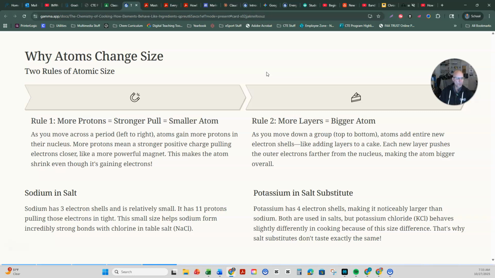Then you got sodium and salt. Sorry, over with rule number 1. The example is sodium and salt. Sodium has 3 electron shells and is relatively small.